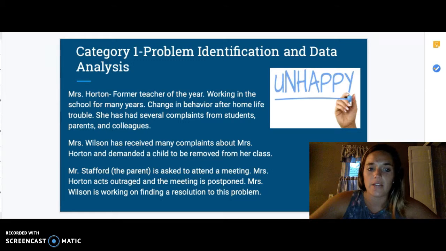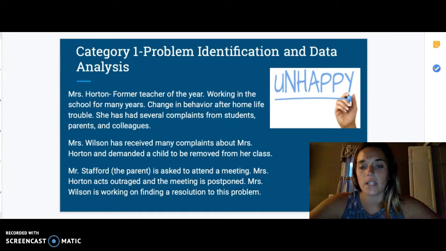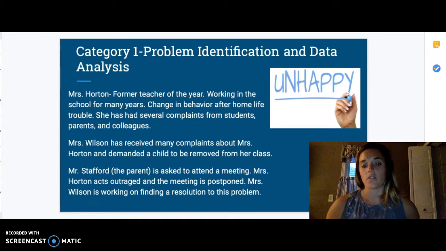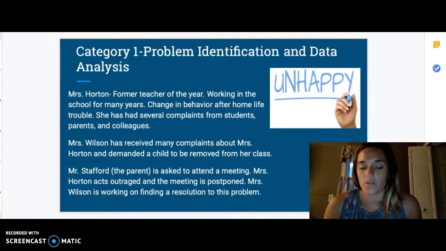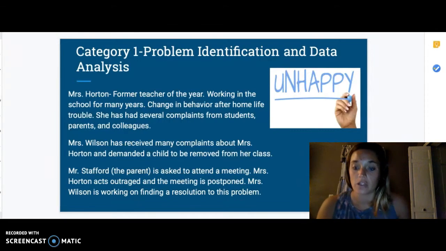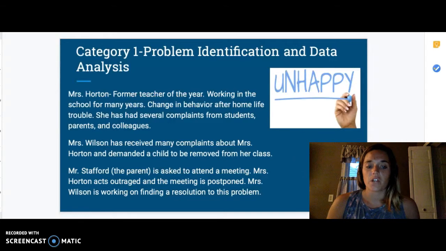So to go ahead and start off, this case study was about a teacher, Mrs. Horton, who has been teaching in a school in the district for a while, but within this particular school year, she has struggled. I think just personal reasons, things have been going on at home. So for this category, we're identifying the problem and doing some data analysis to see what we could do.